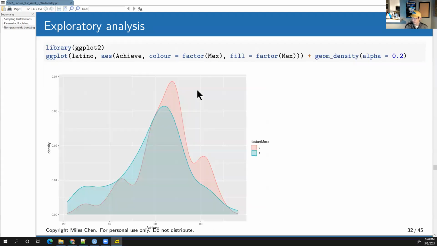Okay, and here's a density plot. I've got two density curves overlaid on top of each other, and they're similar, but a little bit different. It's hard to make judgments here about whether the difference we're seeing between the two groups is statistically significant or not, okay?